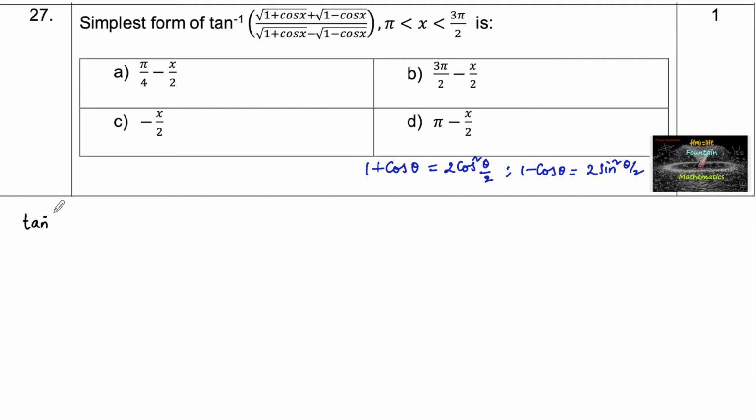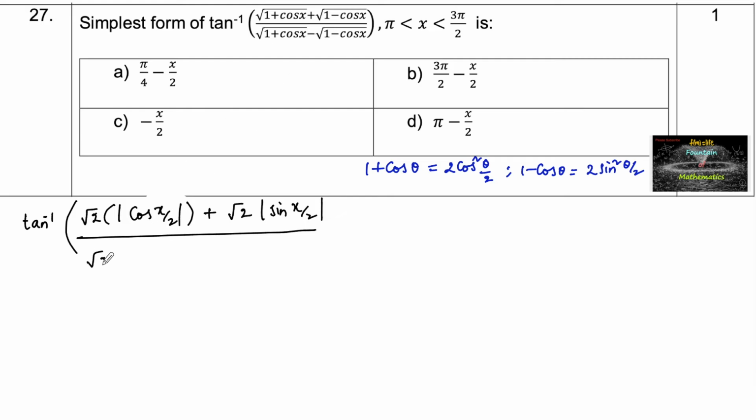So tan inverse of root of 1 plus cos x, we can write as root 2 mod of cos x by 2, plus root of 1 minus cos x, we can write as root 2 mod of sin x by 2, upon root 2 mod of cos x by 2 minus root 2 mod of sin x by 2.